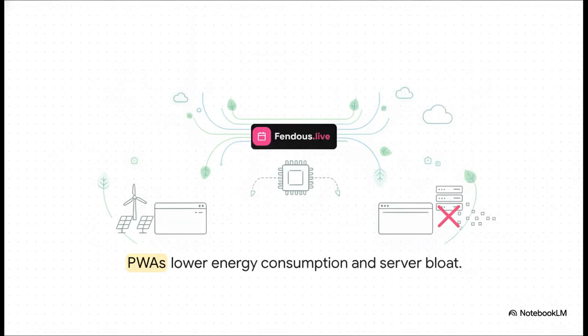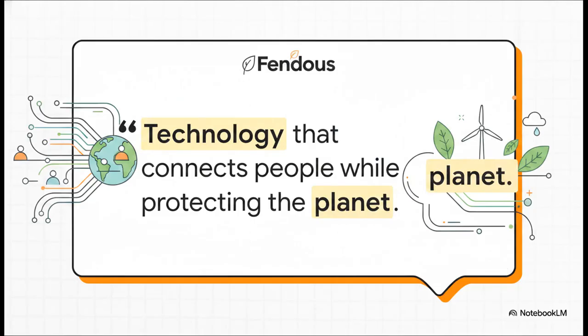Bringing this all back to our Fendous Live case study, they intentionally went with a PWA architecture for a very specific reason. By running entirely in-browser with minimal file sizes, they're eliminating server bloat and massively lowering energy consumption. There are no heavy back-end servers constantly running up energy bills, which perfectly aligns with their mission of true software sustainability. Technology that connects people while protecting the planet. That's the guiding principle from Fendous Sustainable Solutions. It really demonstrates how choosing a lightweight technology like a PWA can effortlessly merge everyday business practicality with genuine environmental awareness. You're building a tool that's better for your users' phone storage and better for the planet's energy consumption.